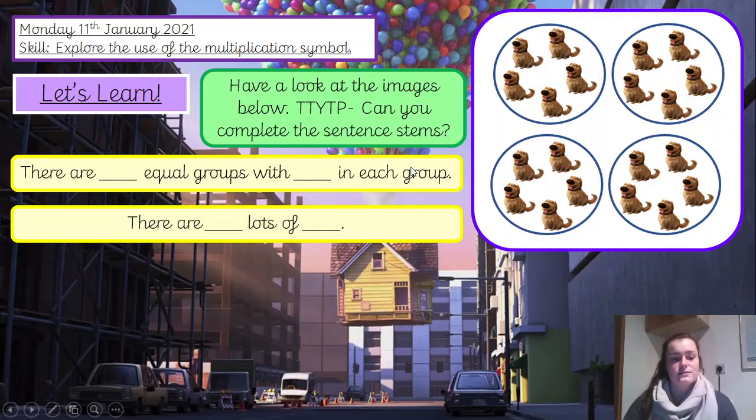Let's move on to the next one. There are blank lots of blank. Have a go at filling this one out for me.